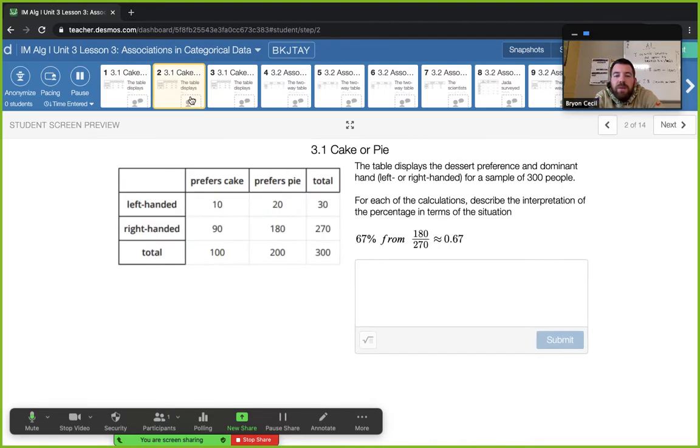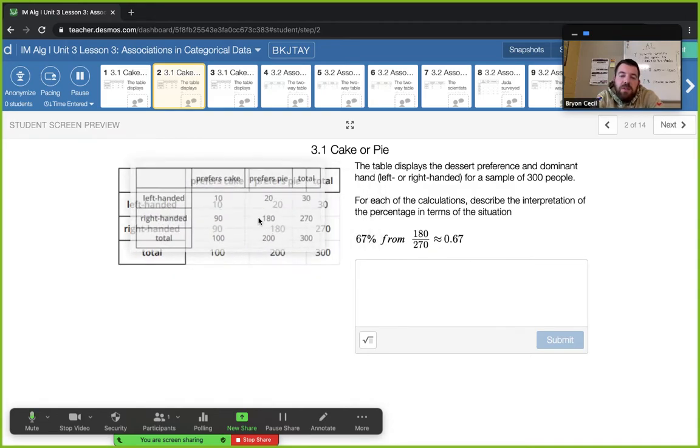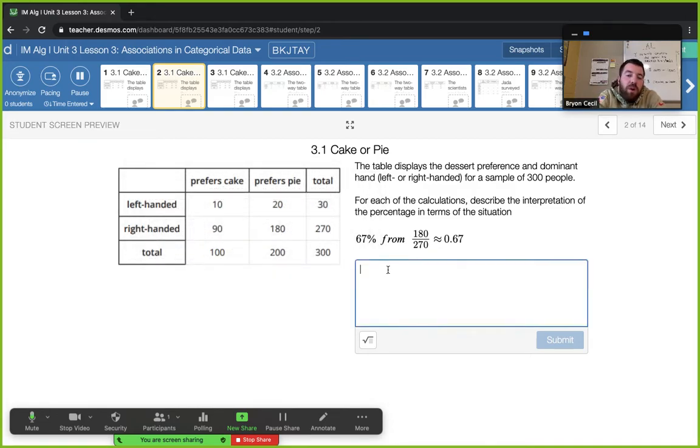Next one that we have here, 67%, which is 180 out of 270. When we see these two numbers, the 180 and the 270, it means that out of the 270 right-handed people, 180 of them prefer pie. Simple enough. Number 3, interpretation again, 30%, and that's 90 over 300.